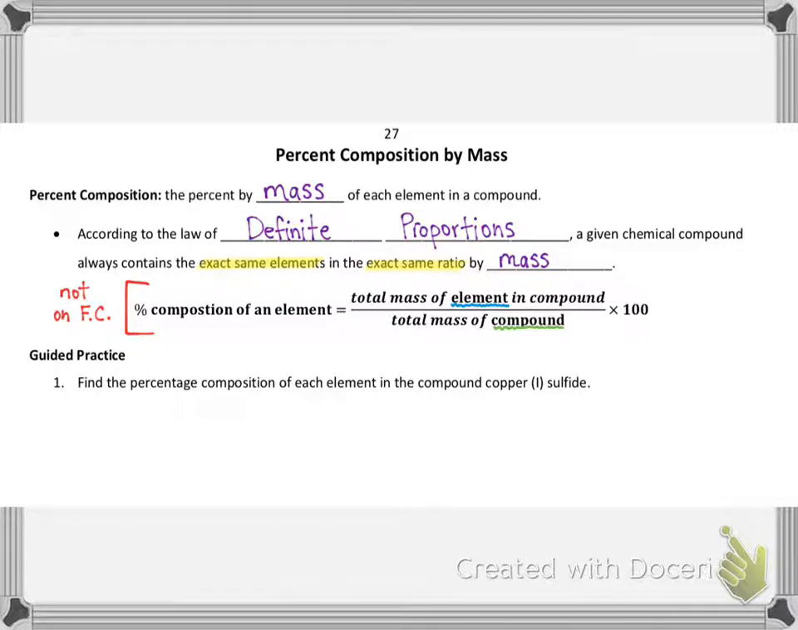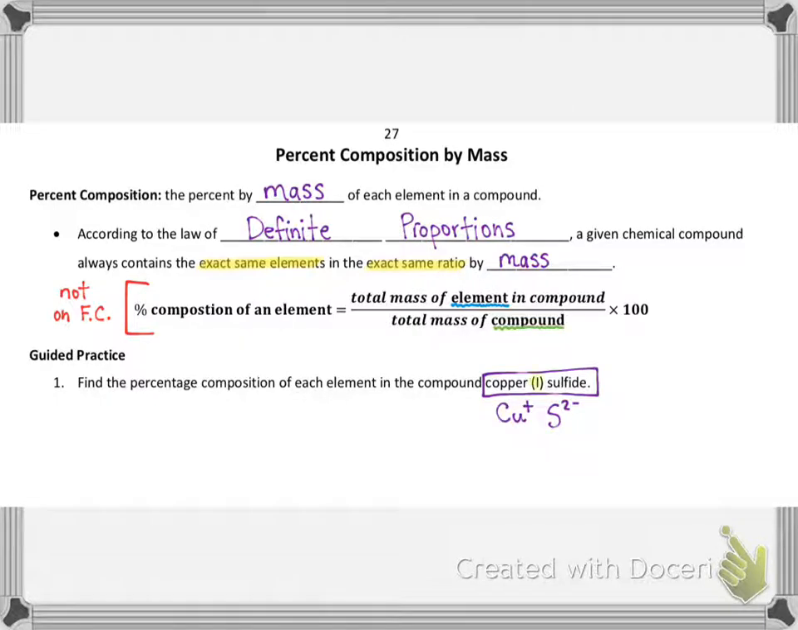In the first problem it says, find the percent composition of each element in the compound copper 1 sulfide. Now, it's important to recognize you can't actually do percent composition unless you can get the mass of the entire formula, and you can't do that without a formula. So our first step is to write the formula for copper 1 sulfide. You should totally try that on your own first, and when you're ready to check the answer, unpause the video.